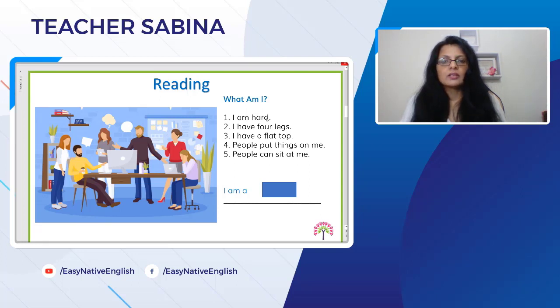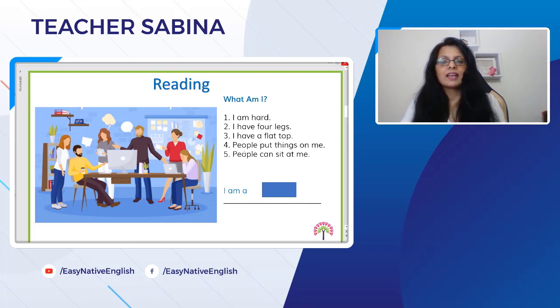Okay. Number 2, I have 4 legs. So there are different things that have 4 legs. Now we could be talking about a human. Well, a human doesn't have 4 legs, so it can't be a human. Animals have 4 legs, but animals aren't the only things that have 4 legs. You can also get furniture that has 4 legs. So, not quite sure what it's referring to here yet. So let's have a look at the next one.